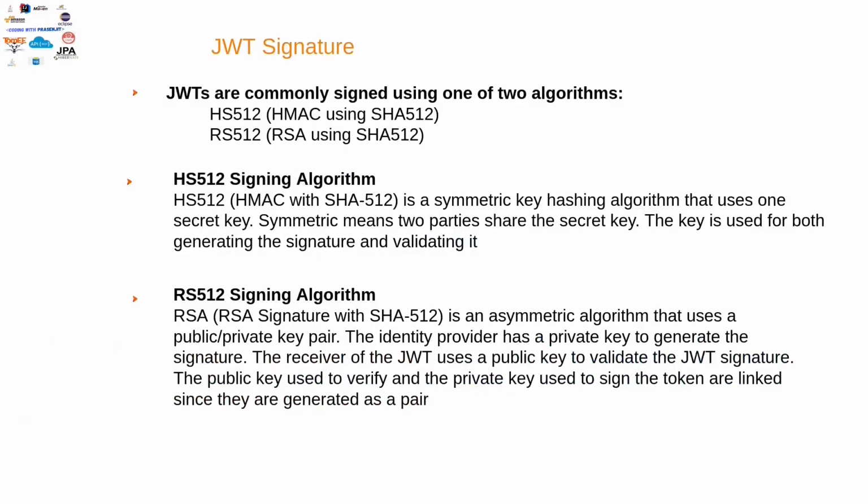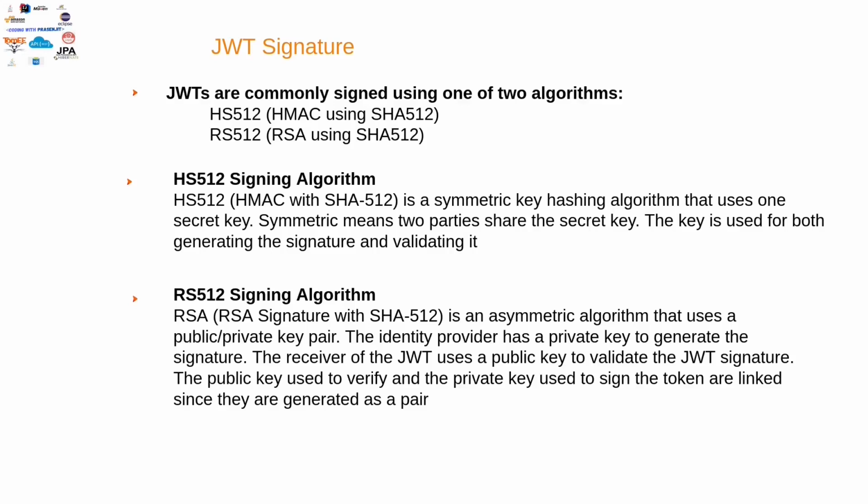All the JWTs are signed using one of these two algorithms. That is the HS512 signing algorithm, which is a symmetric key hashing algorithm that uses one secret key. Symmetric means two parties share the secret key, and the key is used both for generating the signature and also to validate it. So here the disadvantage is that both parties use the same key.